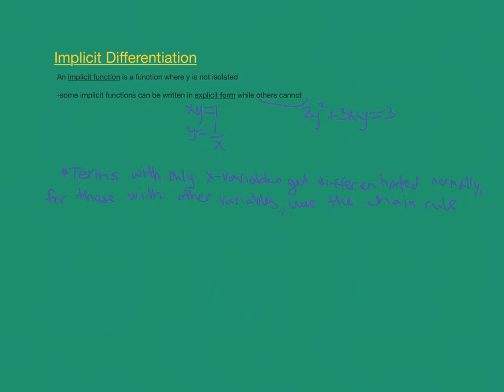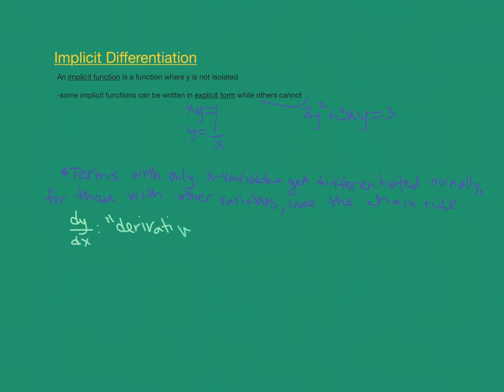And our little rule is that if you have terms with only x variables, you just differentiate them, take the derivative normally. For those with other variables, you are going to use the chain rule, and I will give you a bunch of examples. But before I give you some examples, I just want to make sure that you recognize this notation. I think we've used it a bunch of times, but if you see dy dx, this is the derivative of y with respect to x.